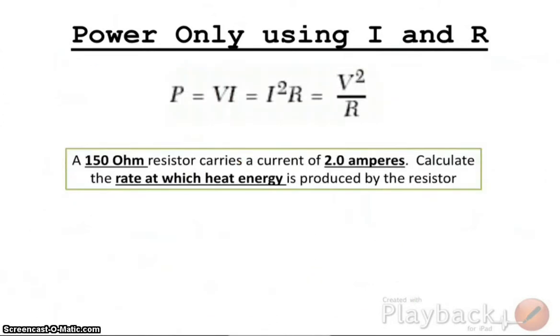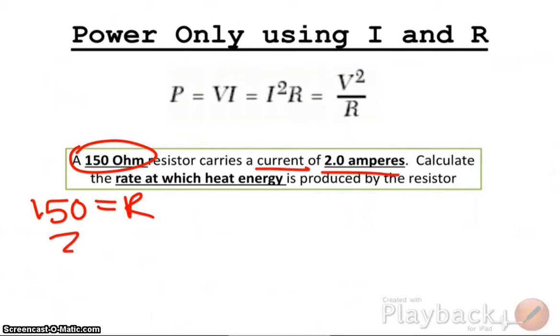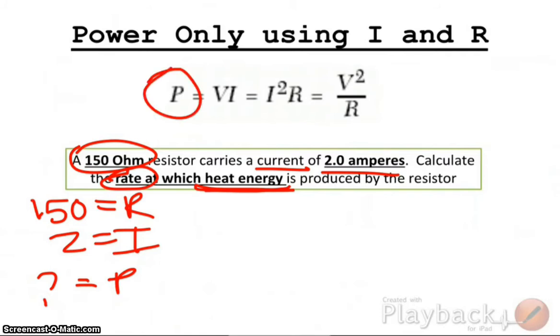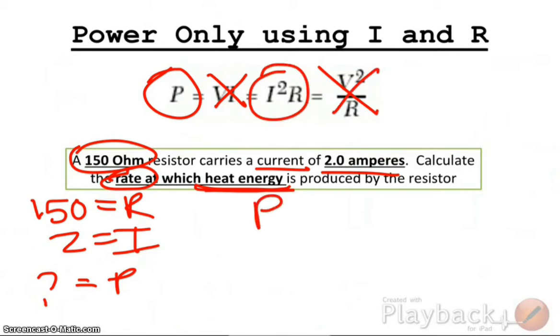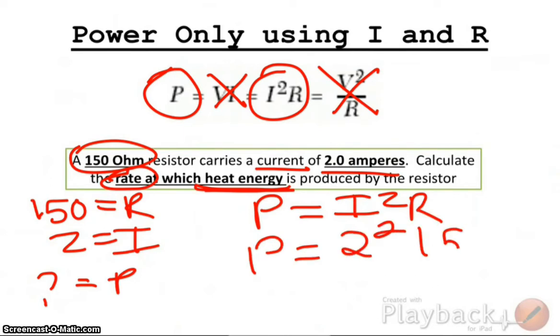So here's another example of a question. A 150 ohm resistor carries a current of 2 amperes. Calculate the rate at which heat energy, so any kind of energy, is produced by the resistor. So power equals question mark. Alright, so we want power, so we're going to use this. We have I and R, but not V. No V, so we can't use those two. So we're going to use P equals I squared times R. So P equals 2 squared times 150. 2 squared is 4, so it's just 4 times 150. So power equals 600 watts.